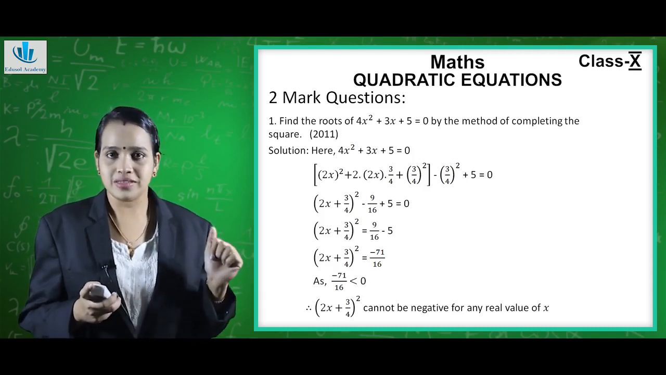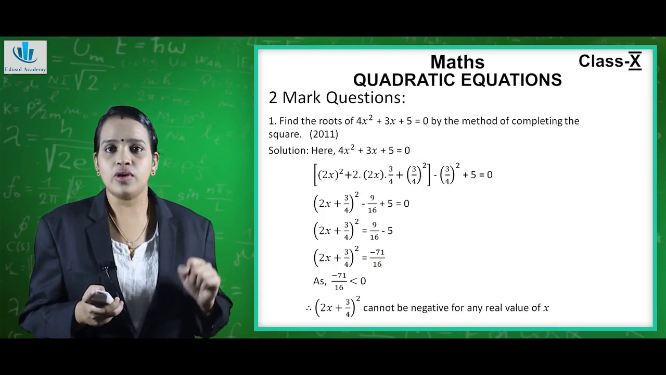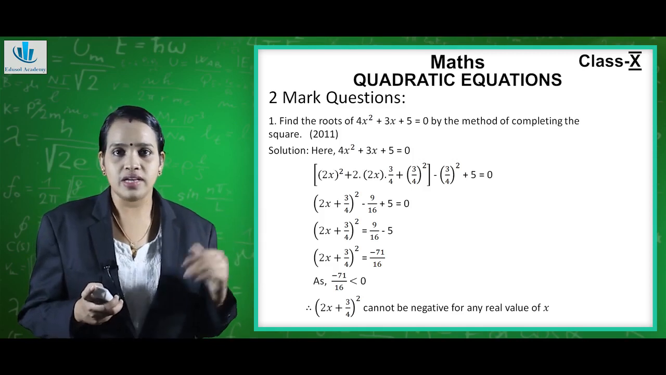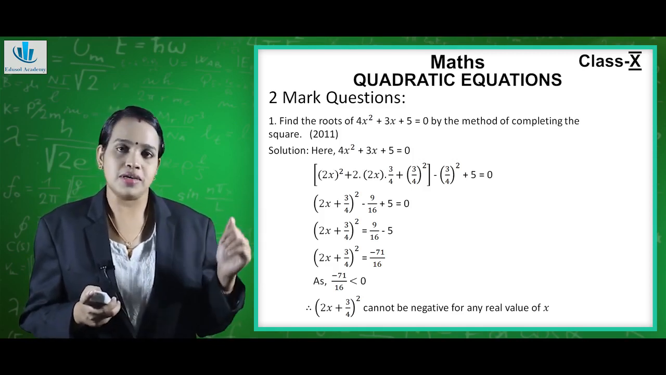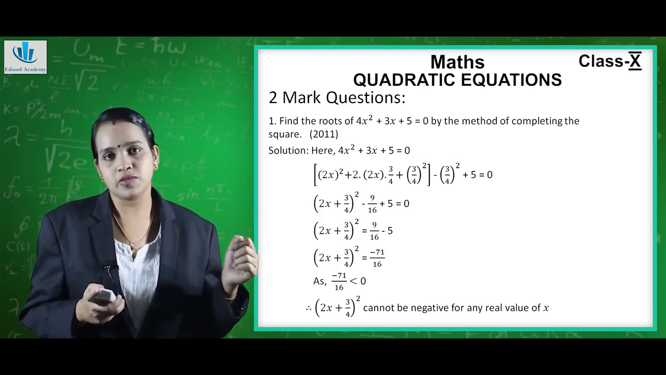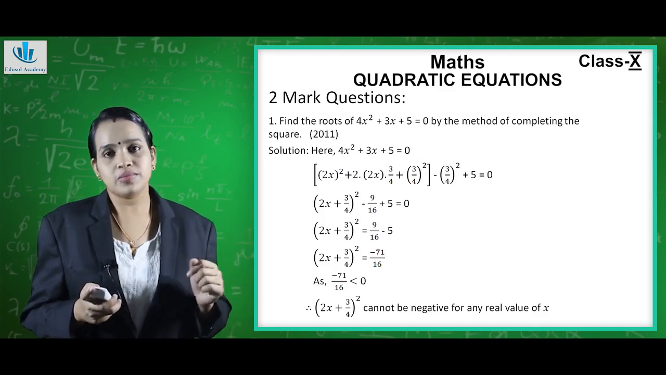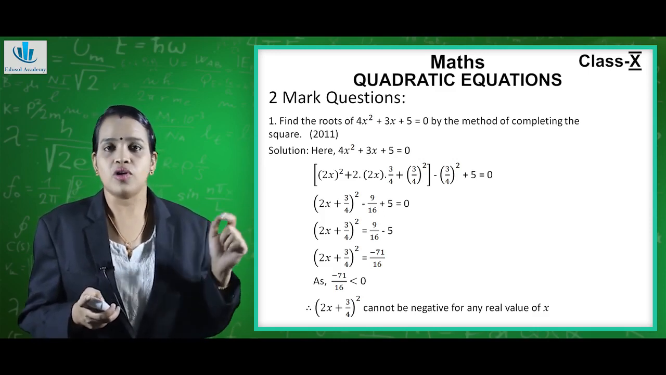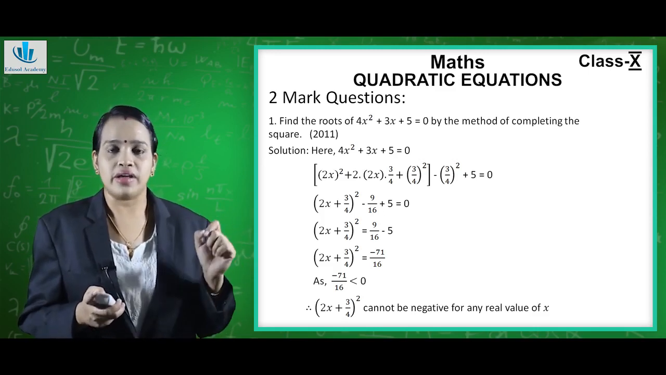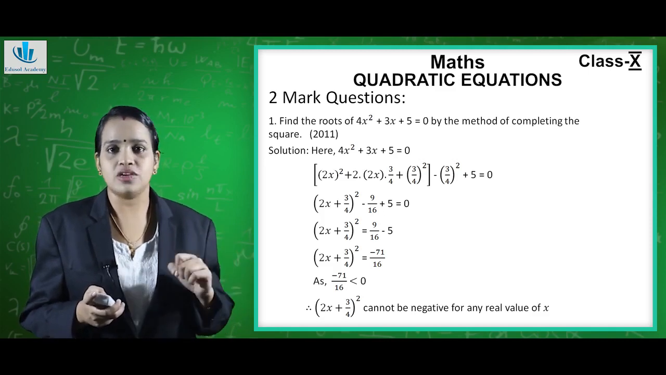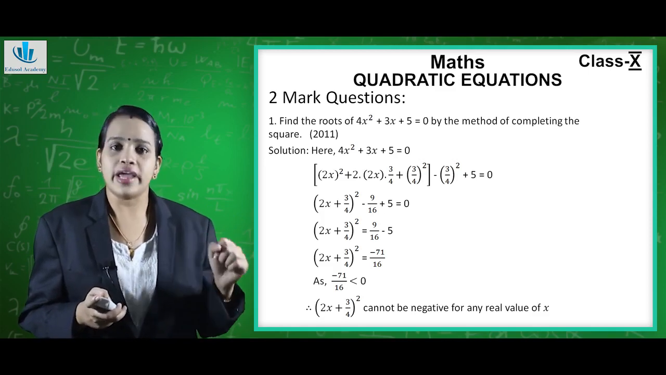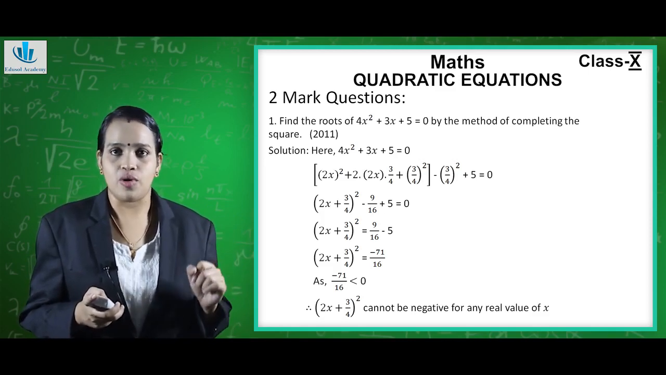Again, 2x plus 3 upon 4 raised to 2 equal to, when we take 9 by 16 on the other side and we take plus 5 on the other side. So, it becomes minus 9 upon 16 minus 5, and 5 becomes minus 5. So, our minus 9 upon 16 becomes plus 9 upon 16. So, 2x plus 3 upon 4 whole raised to 2, when we cross multiply it, gives minus 71 upon 16. And you can see that minus 71 upon 16 is less than 0. So, we can say that 2x plus 3 upon 4 whole raised to 2 cannot be negative for any real value of x.